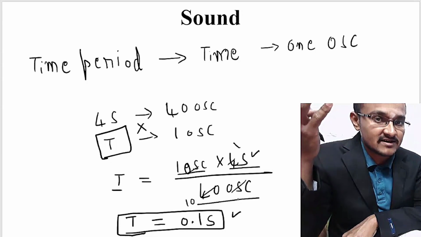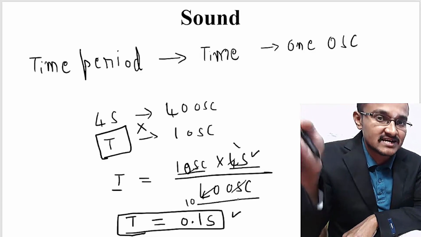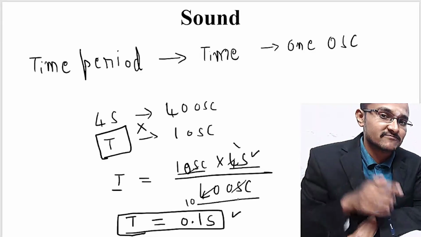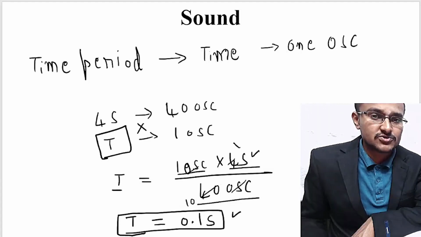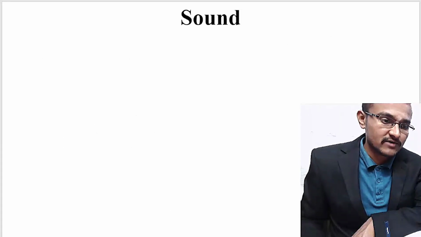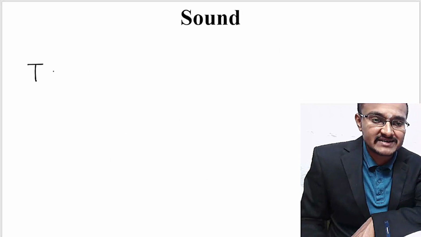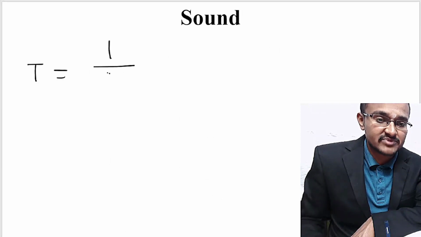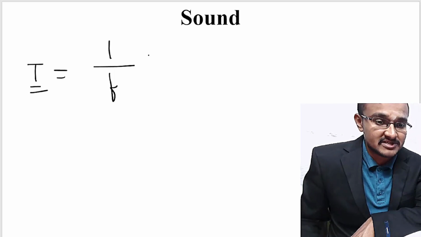So that is 10 hertz frequency, and in 4 seconds this particular sound is vibrating 40 times. So to calculate time period, if you don't want to follow this complicated method, you have one simple formula to find time period. The formula to find time period is T is equal to 1 by F. So 1 by frequency gives the time period of that particular vibration.